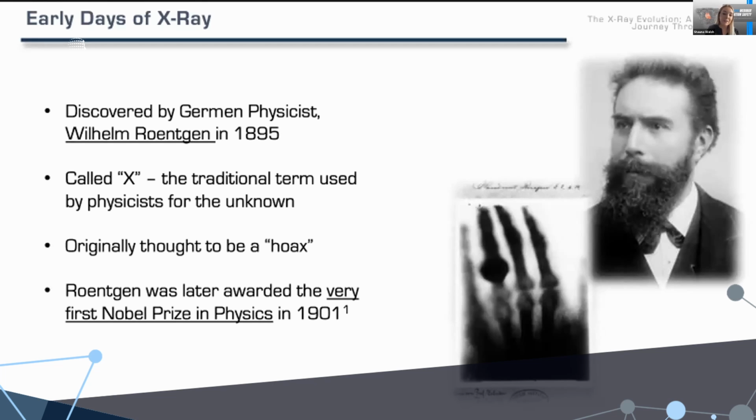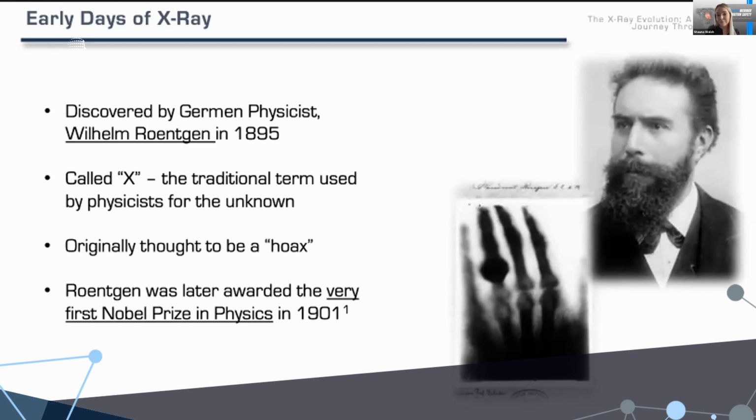X-ray was discovered by German physics professor William Röntgen in November 1895 during testing of electrical currents through vacuums. And Röntgen saw that the ray passed through a piece of cardboard. So he wasn't sure what it was. He called it X-ray, X being the traditional term for the unknown in the physics world.